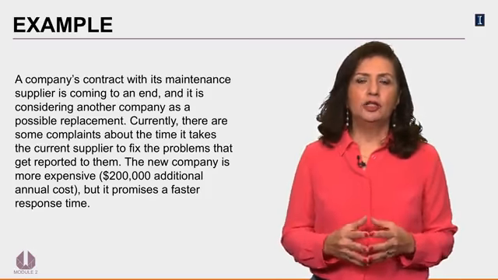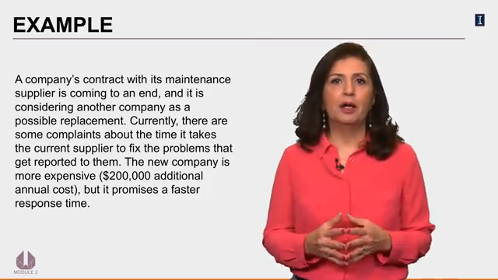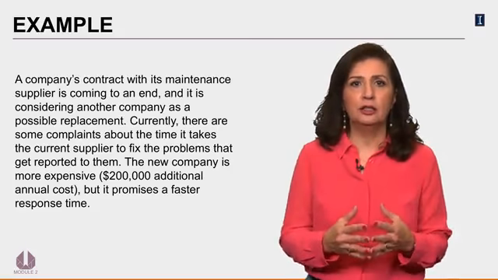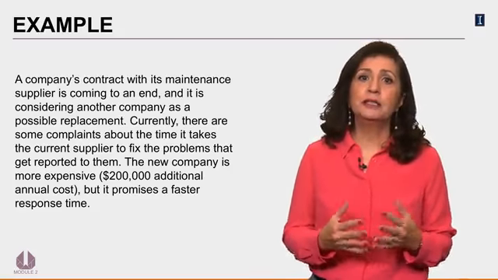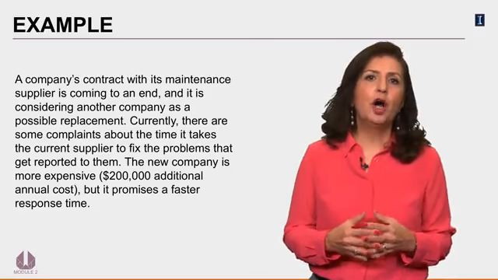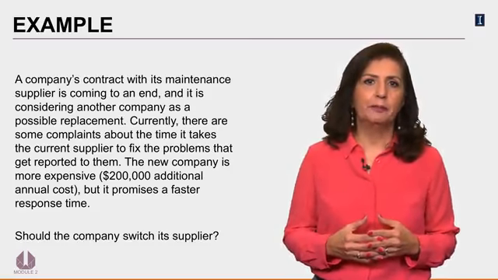A company's contract with its maintenance supplier is coming to an end, and it's considering another company as a possible replacement. Currently, there are some complaints about the time it takes the current supplier to fix the problems that get reported to them. The new company is more expensive, $200,000 additional annual cost, but it promises a faster response time. Should the company switch their supplier?